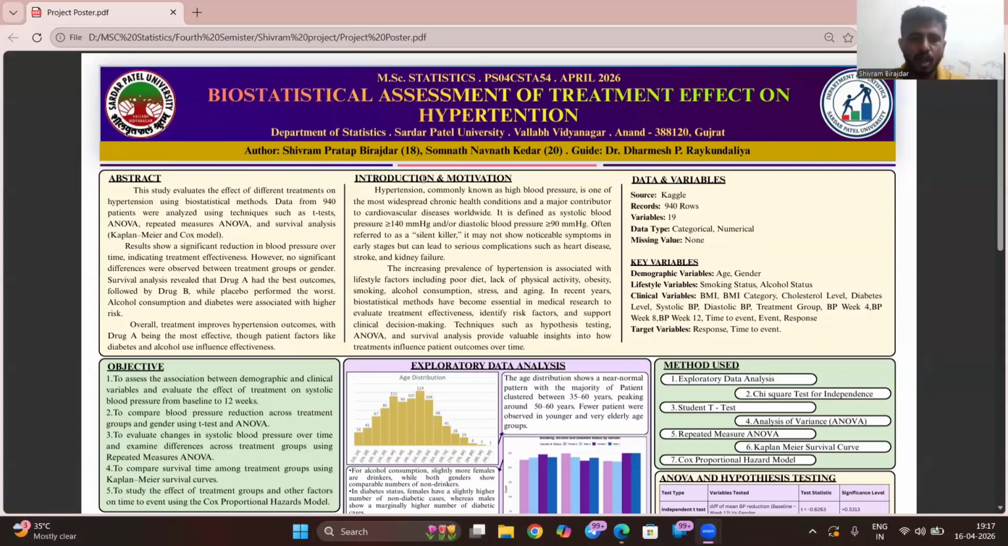The main objectives of our study were to evaluate the effect of treatment on systolic blood pressure over time, to compare the blood pressure reduction across treatment group and gender, to analyze change over time using repeated measure ANOVA, to study the survival outcomes using the Kaplan-Meier analysis, and to identify risk factors using a Cox proportional hazard model.